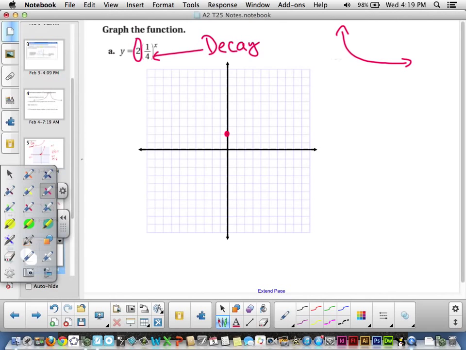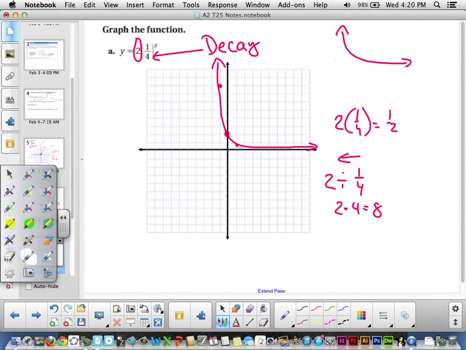And as we move further to the right, at x equals 1, we're going to take 2 times 1/4. That's going to give us 1/2. So at x equals 1, the y value is 1/2. And as we move backwards, instead of multiplying by the decay factor, we're going to divide by it. So we'll take 2 divided by 1/4, which is the same as 2 times 4 because you multiply by the reciprocal. And so at x equals -1, it's going to be at 8. And so it's going to decay and level off, approach, but don't touch the asymptote.